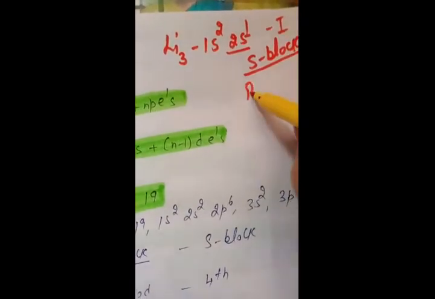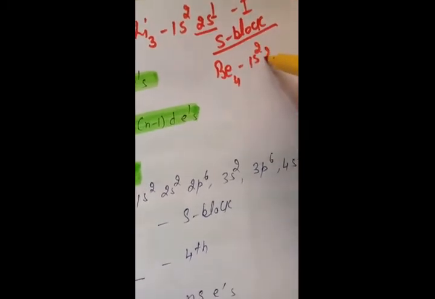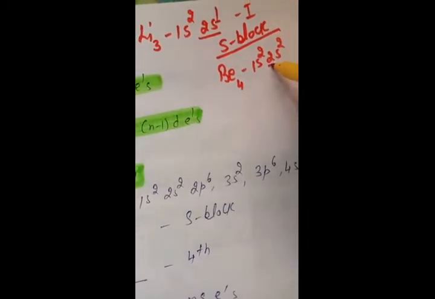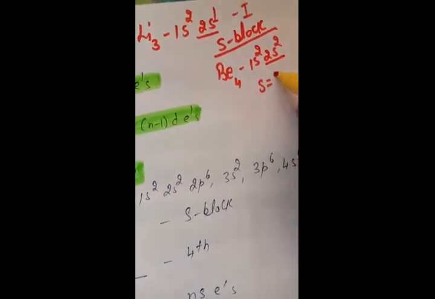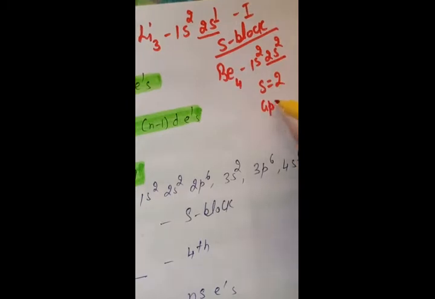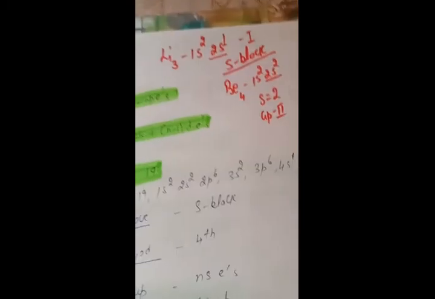Suppose in the case of beryllium, atomic number is 4, its configuration is 1s2 2s2. Now you can see here in the s subshell how many electrons are there: 2, so that means it belongs to group 2 in the case of s block elements.